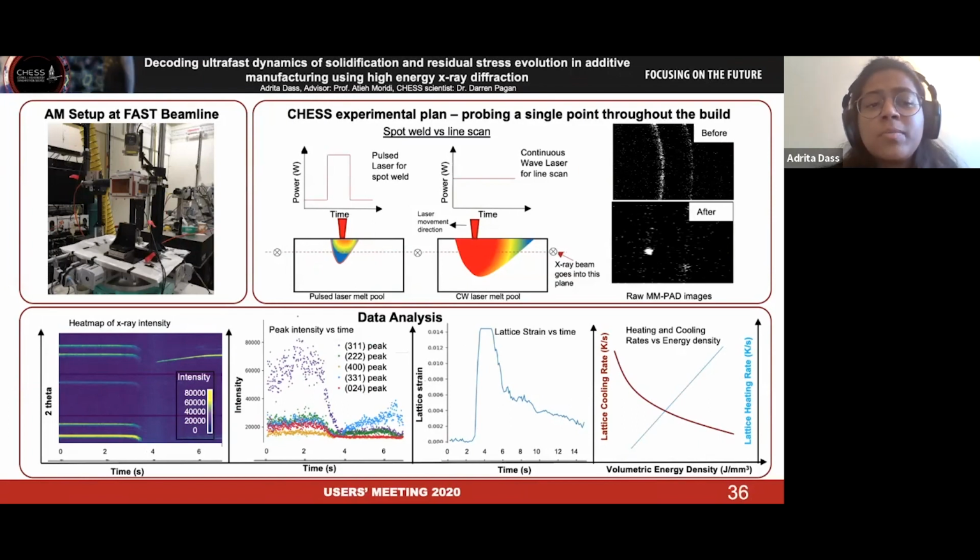So for this purpose, we specifically created an AM setup. And in my poster session today, I'm going to talk about my experiments with Inconel at two processing regimes. One is when the laser is stationary and one when the laser is moving. So with my diffraction data, I'm going to establish major solidification parameters for additive manufacturing, and then I'll end with a short discussion on evolution of the lattice strains.